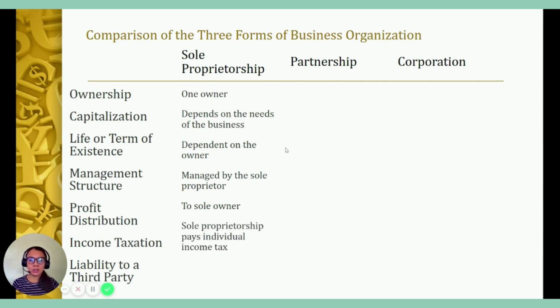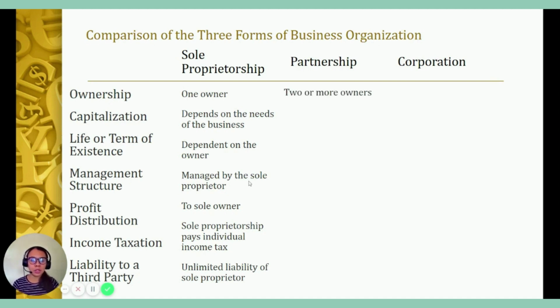And for income taxation, the sole proprietorship pays individual income tax. And there is unlimited liability of sole proprietor. If the owner decides to stop doing the business and there are still standing loans or debts to suppliers or creditors, then he has to exhaust all the assets of the business first. And if the assets are not enough to pay for those debts or loans, then he has to use his personal property to pay for those debts or loans.